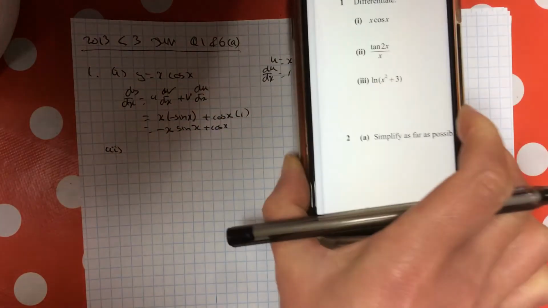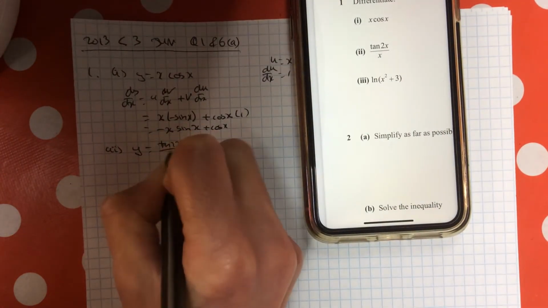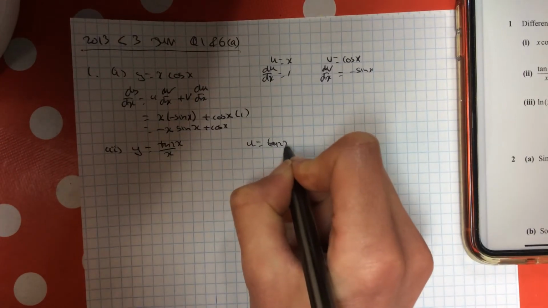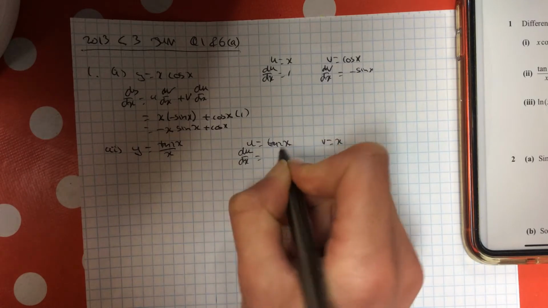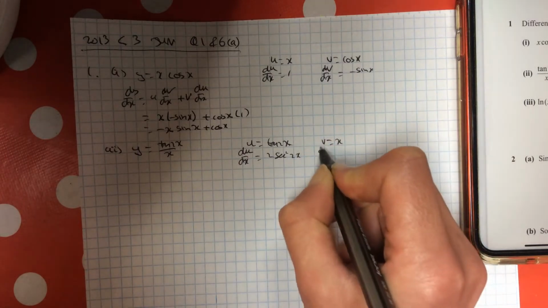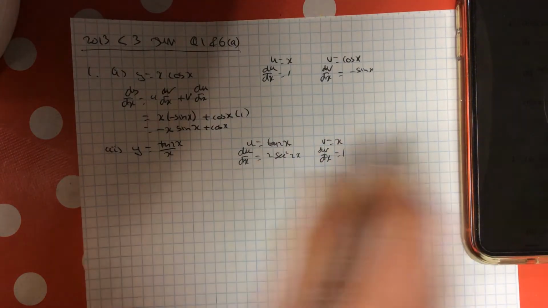Number 2, differentiate that one. So y equals tan 2x over x. It's a quotient rule this time. So u equals tan 2x, v equals x. du by dx: tan goes to sec squared. Make sure you put the derivative in front. dv by dx goes to 1.